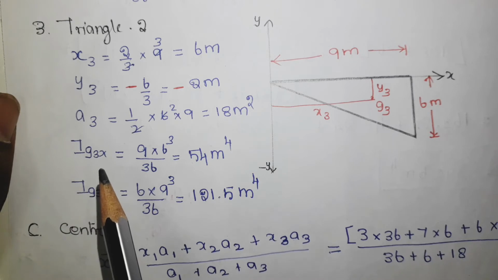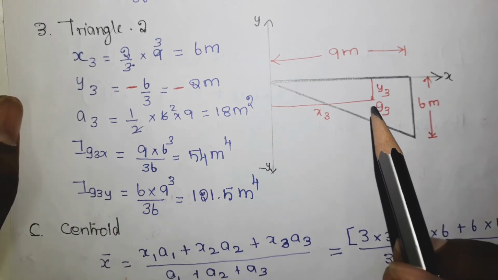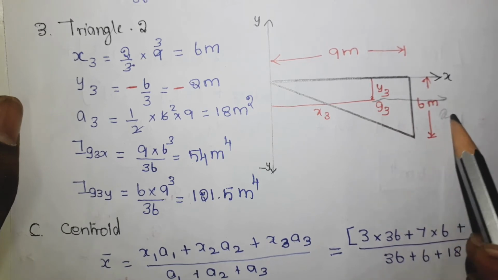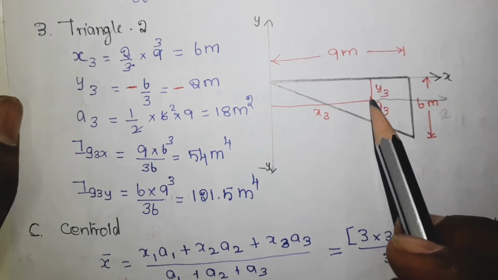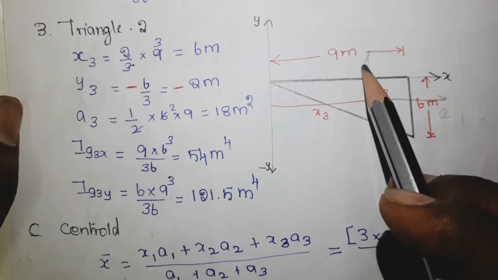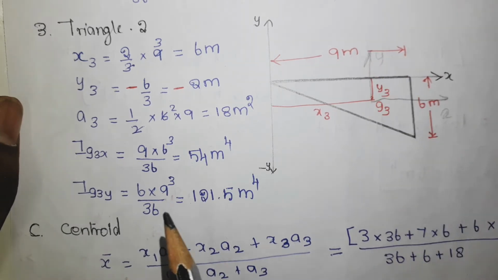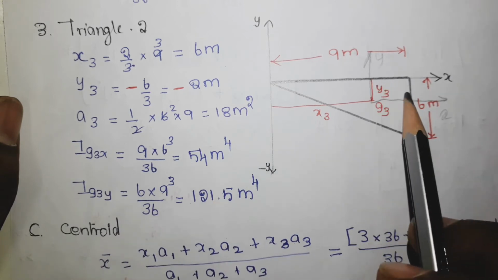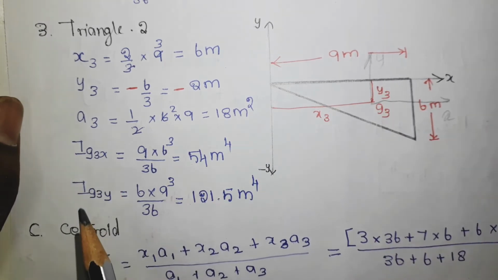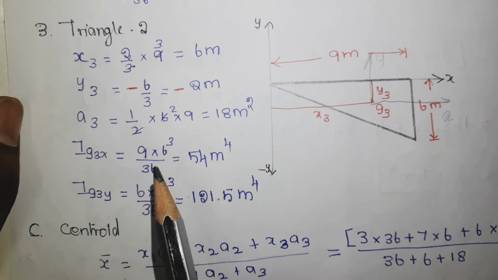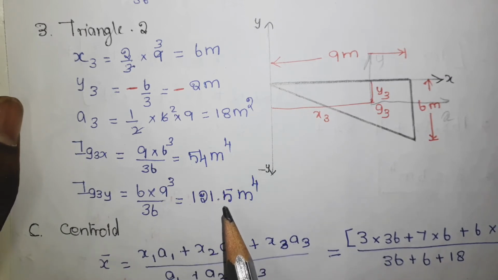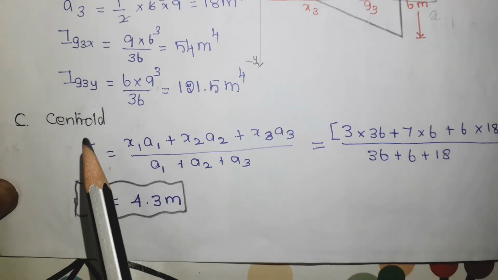Now Ig3x, which is nothing but the axis passing through this one, this axis, and G3 is nothing but this one. Okay, so you have to find the area moment of inertia for these two axes. Here it is Ig3x, Ig3y, substitute the values, and you get the answer as 54 meter to the power 4, 121.5 meter to the power 4. Now the third step is finding the centroid.